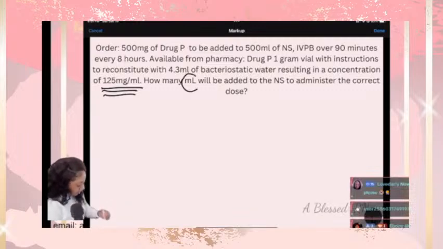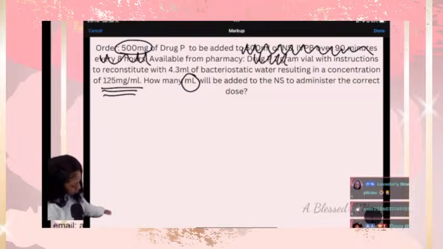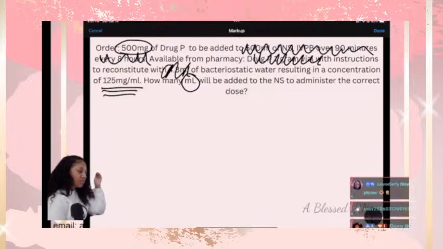So now it says we have a goal of how many milliliters will be added to the normal saline to administer the correct dose. So what is our dose? We want 500 milligrams. And then all of this other stuff is just noise. So now you can use your beloved desired over have and get the answer.